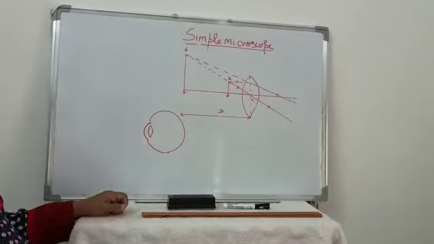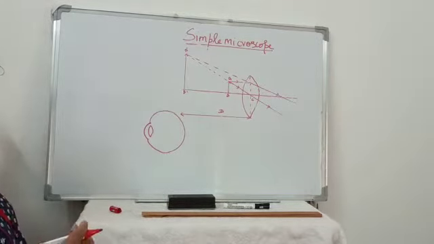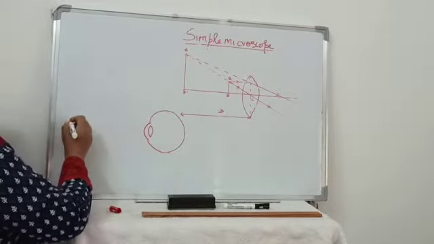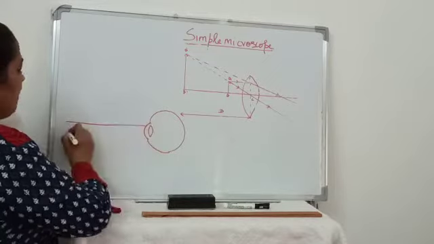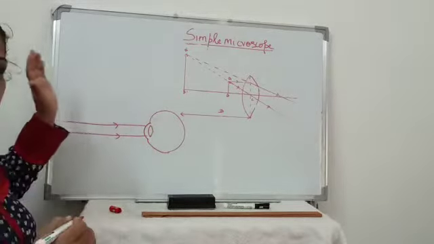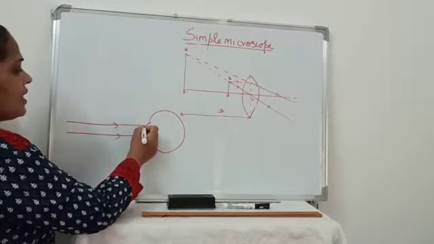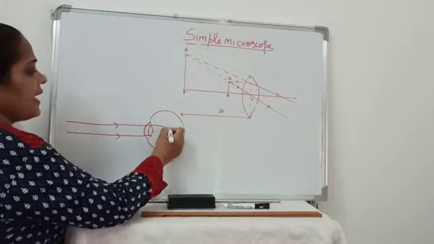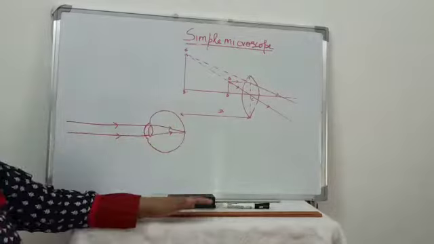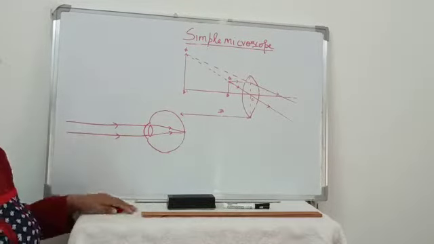To see far off objects, light from those objects at a far off distance will go parallel to the eye. So the light from a distant object always goes parallel, and when it meets the eye lens, the light is exactly focused on the retina, and you are able to see the image of the far off objects with ease.